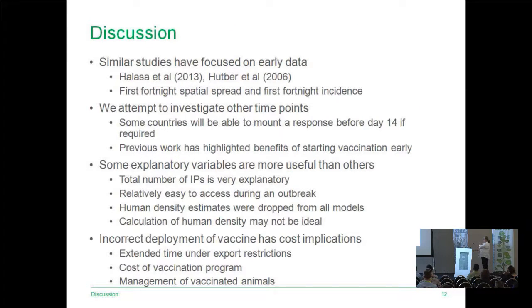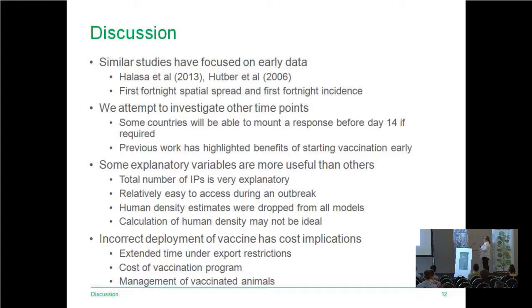So I should have mentioned this earlier, but this was based on 2 previous studies where we've taken the results from their first fortnight spatial spread and first fortnight incidence, and we've added on some extra time points and other explanatory variables. I'm not sure if they're here this week. If they are, thank you very much. And we've attempted to investigate some other time points because of this potential benefit of starting vaccination early.